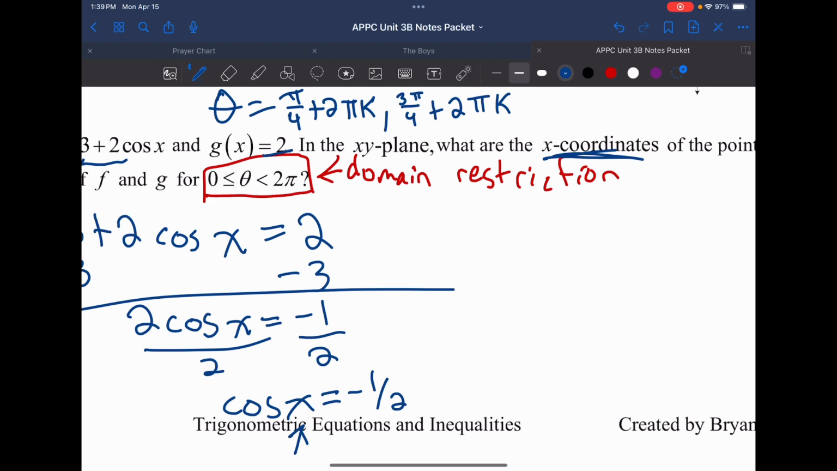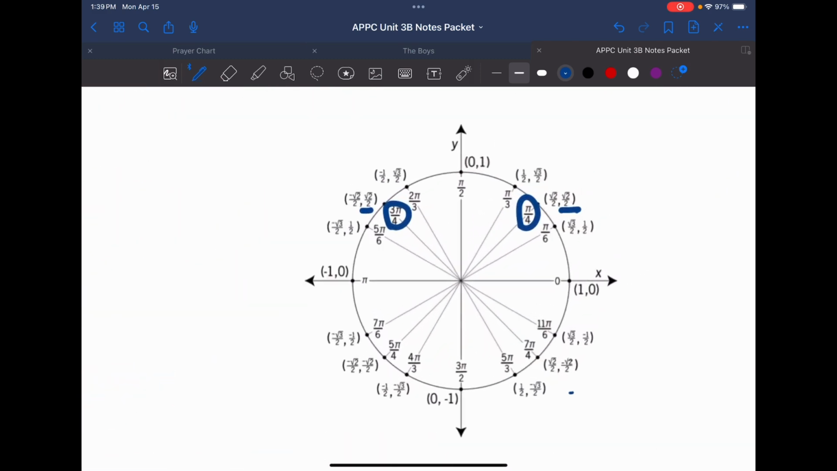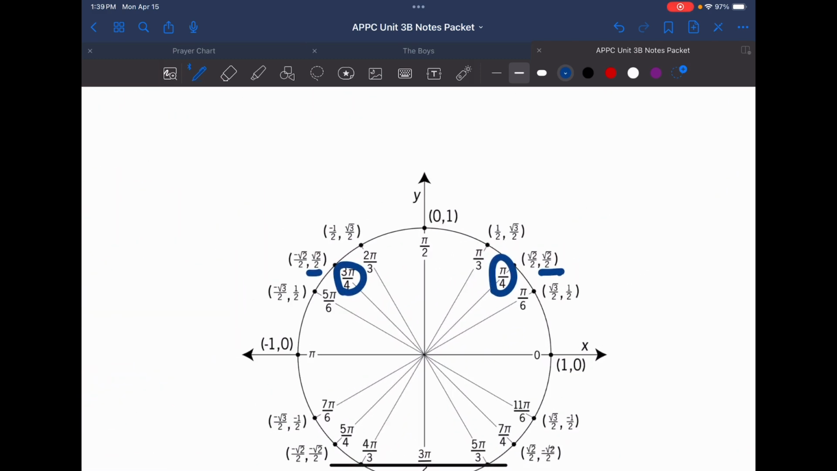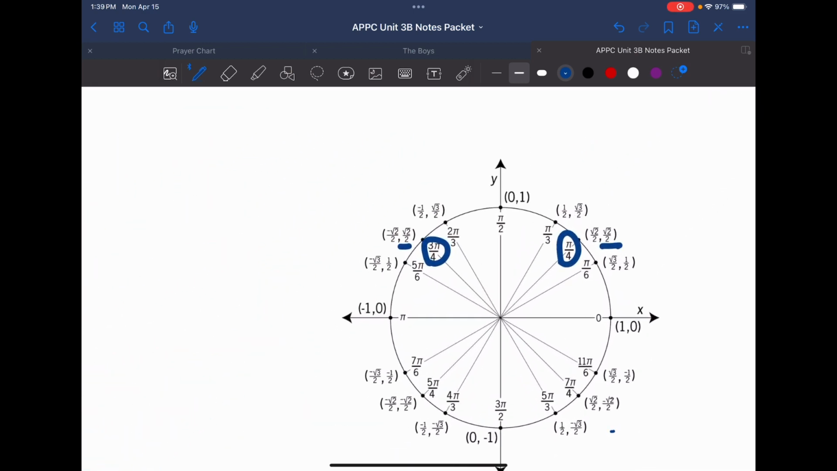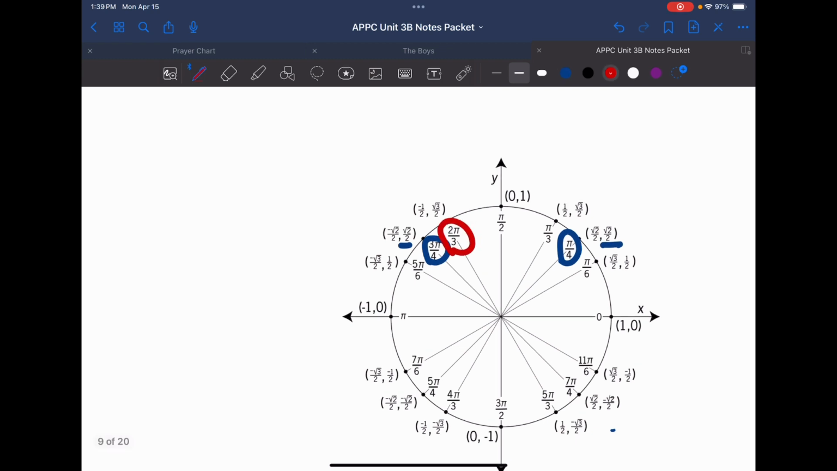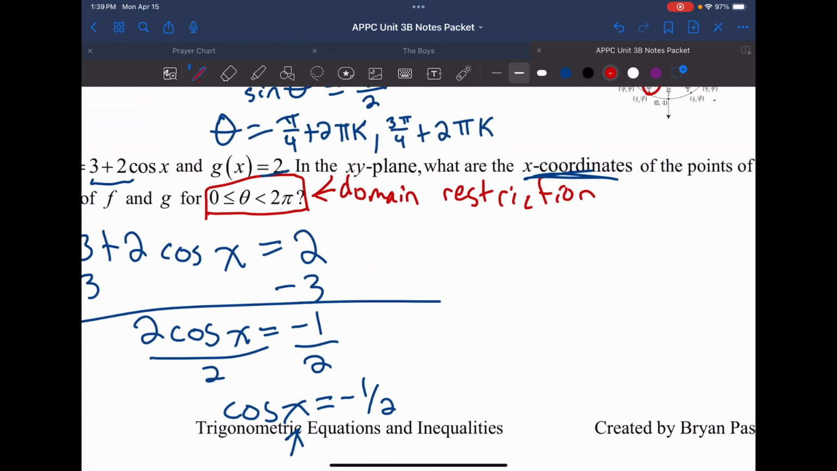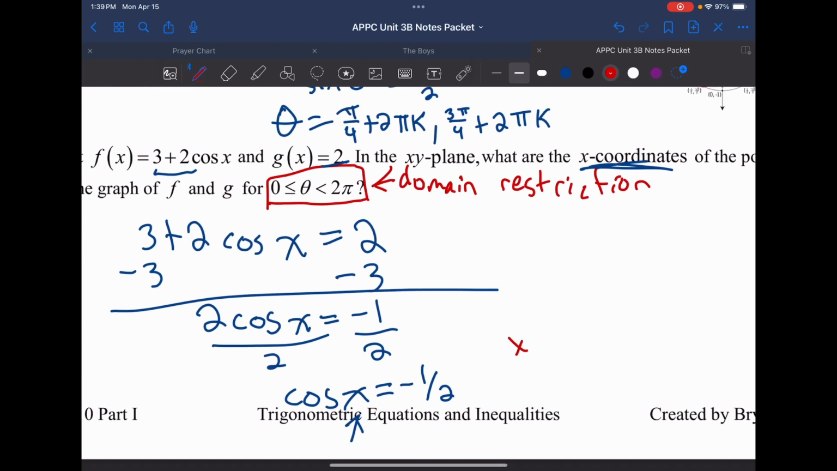Remember, cosine is the x values. So, and I want negative 1/2, correct? Yes, negative 1/2. So negative 1/2 happens at, I'll circle it in red, 2 pi over 3 and 4 pi over 3. But notice the important thing: x is equal to 2 pi over 3 and 4 pi over 3.